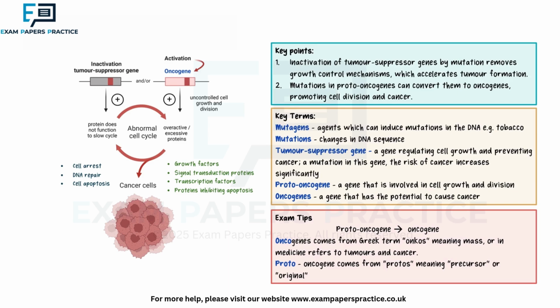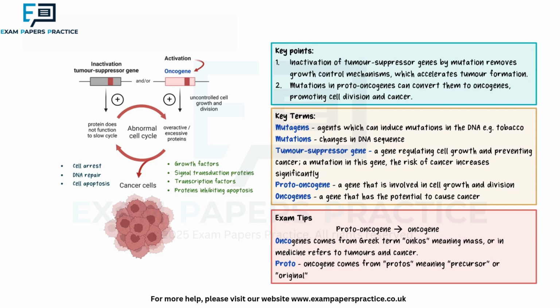As mentioned earlier, proto-oncogenes are normal genes, and they help regulate cell growth and division. When these genes are mutated, they can become oncogenes. Oncogenes are mutated or abnormally expressed versions of proto-oncogenes, and they have the potential to drive cancer development.